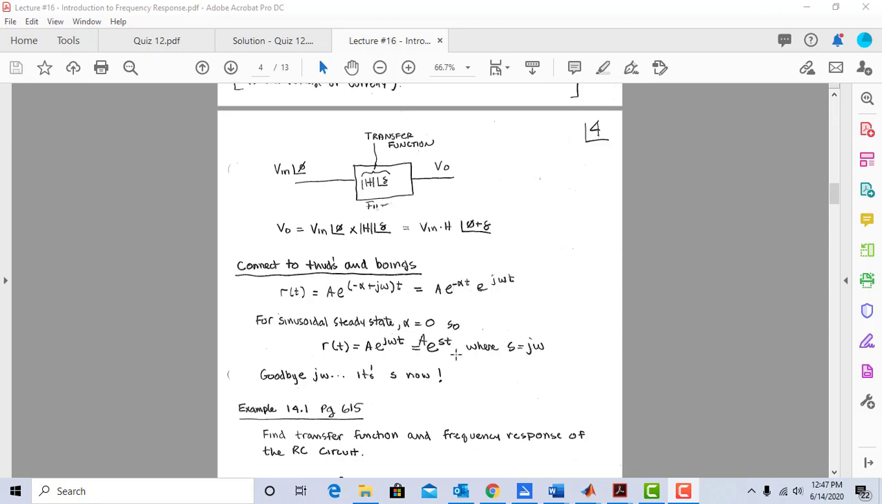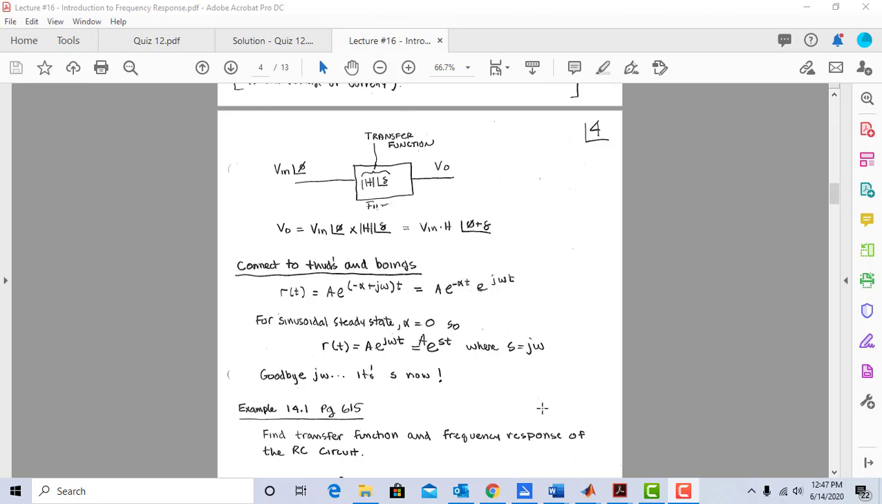And more, you're going to see me use j omega. I'm going to use S instead of j omega. I said goodbye j omega, it's S now, but in reality, I still go back and call it j omega. But the reason that I'm pushing the S on you is, one, because it's less characters. And in Matlab, of course, you say S equals 1j 2 pi times the frequency, and then you use S everywhere else in your script. You'll see that in a bit.